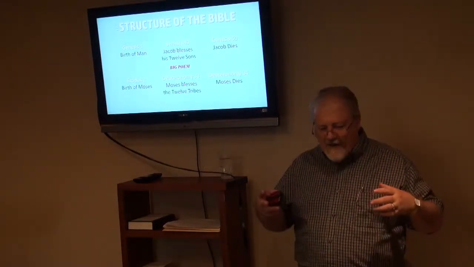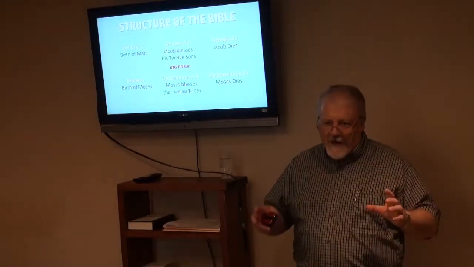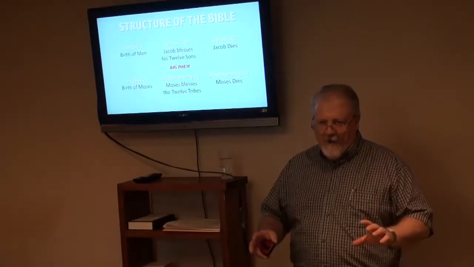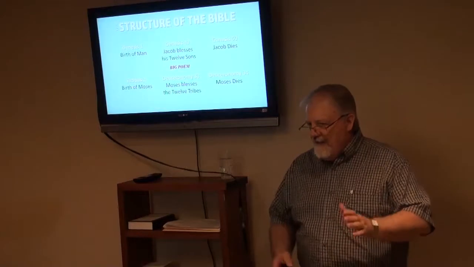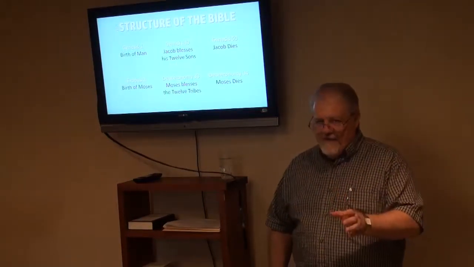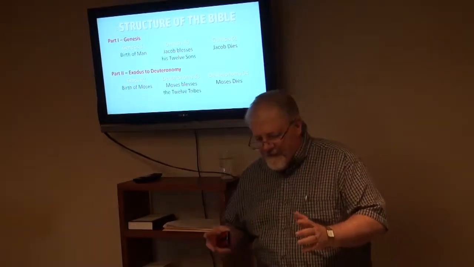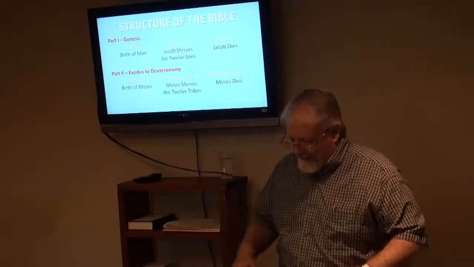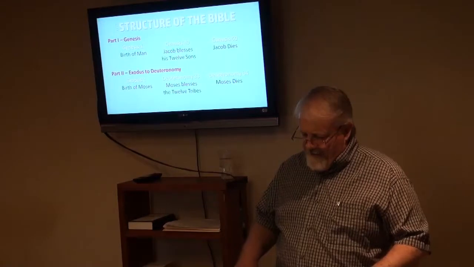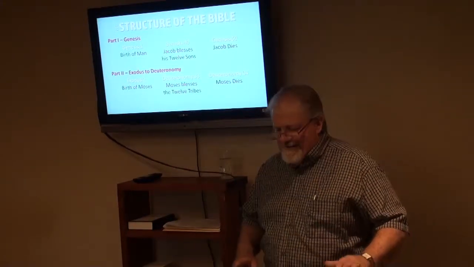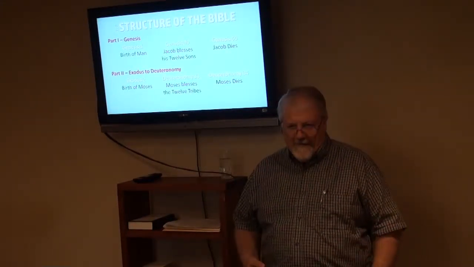So this is a literary structure, an internal structure in the book that tells us that there is a difference between Genesis and the rest of the books. So it gives us this internal break. Part 1 is the book of Genesis on its own, and part 2 is Exodus through Deuteronomy.